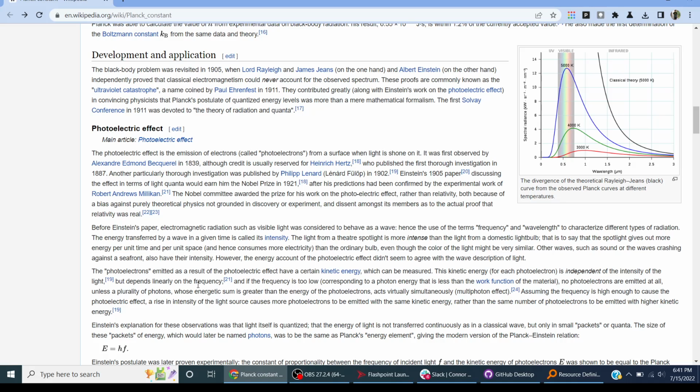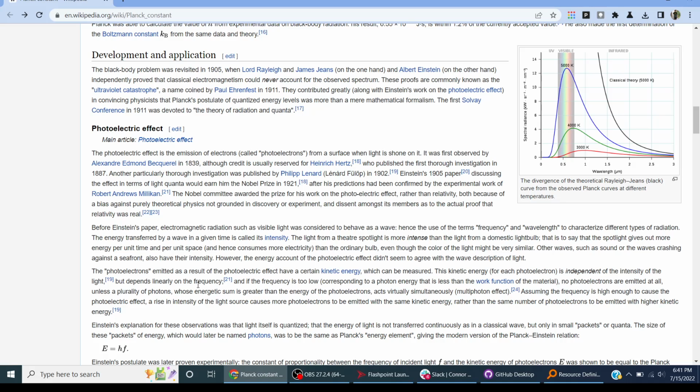The photoelectrons emitted as a result of the photoelectric effect have a certain kinetic energy which can be measured. This kinetic energy for each photoelectron is independent of the intensity of the light, but depends linearly on the frequency. And if its frequency is too low, corresponding to a photon energy that is less than the work function of the material, no photoelectrons are emitted at all, unless a plurality of photons whose energetic sum is greater than the energy of the photoelectrons act virtually simultaneously: multiphoton effect.